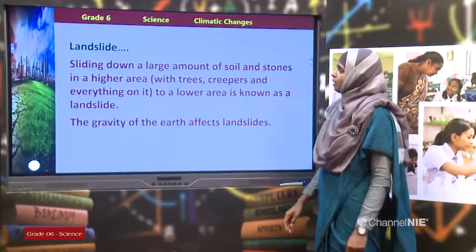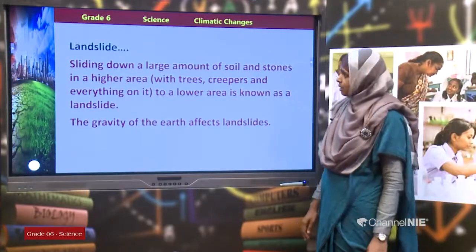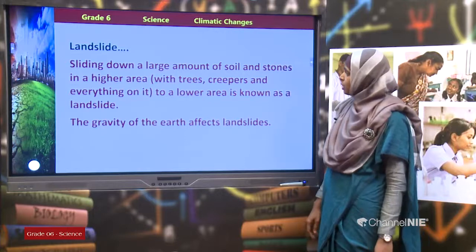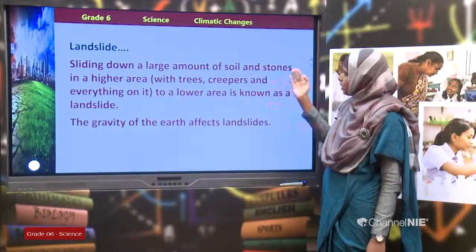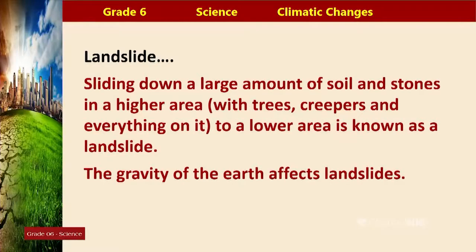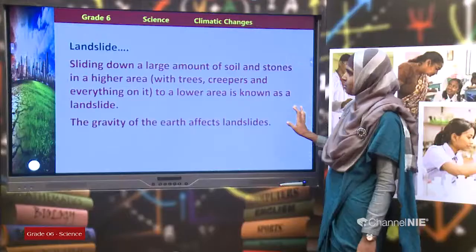Let us see what a landslide is. Sliding down a large amount of soil, as you saw in the video, a large amount of soil would slide down, stones in that area, huge boulders and rocks in a higher area with all the trees, all the creepers and everything on it. Ultimately all the buildings, everything, all the humans to a lower area, it slides down, it is called a landslide, right. The main reason for landslide, children, is the gravity of the earth. Due to the gravity only the landslides occur, that is the main reason.